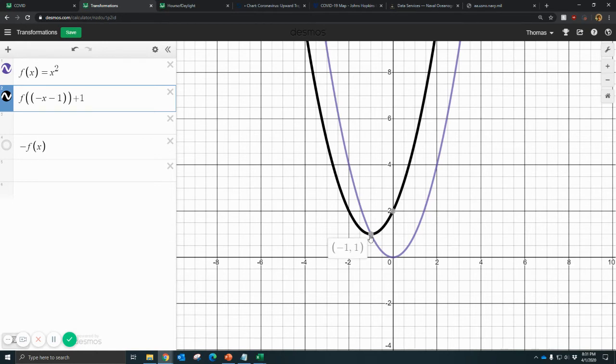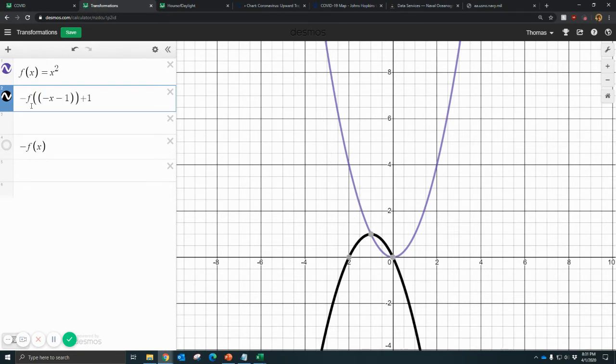So that flips it horizontally, right? Making the value of the input negative, making the output negative. That flips it upside down. And so those are all the different things we can do to a function.